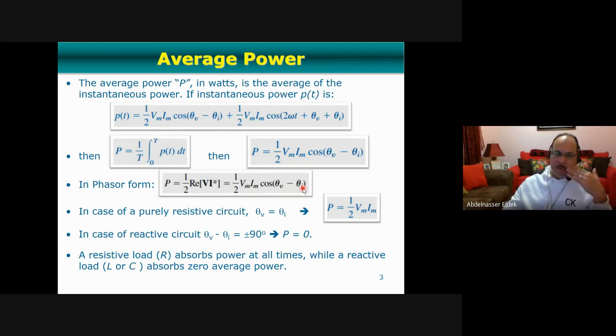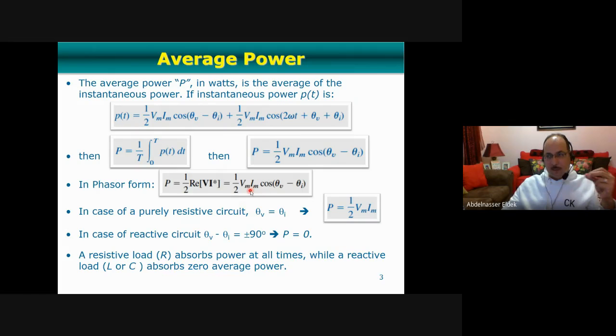In case you have, for example, a resistor, then in this case, there is no difference in phase between voltage and current. The resistor does not provide phase shift. Why? Because V equals I times R, and R is just real. So you don't have phase shift between V and I, VR and IR. So in this case, theta V and theta I are the same. Then cosine of theta V minus theta I will be cosine 0, which is 1. Then this is the power here, 1/2 Vm Im.